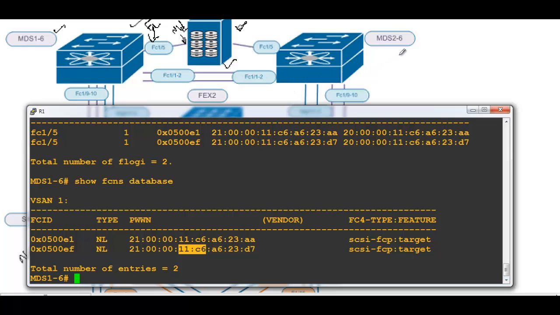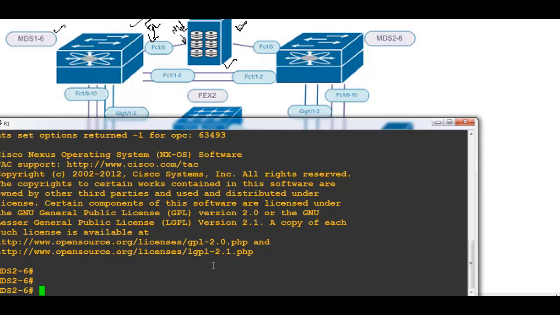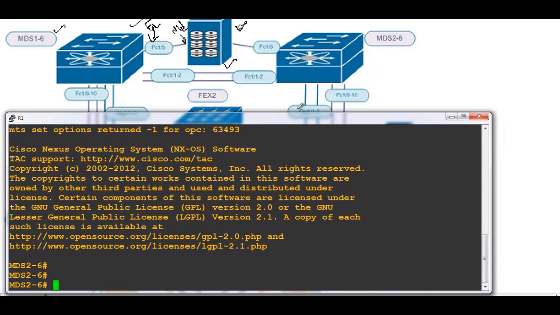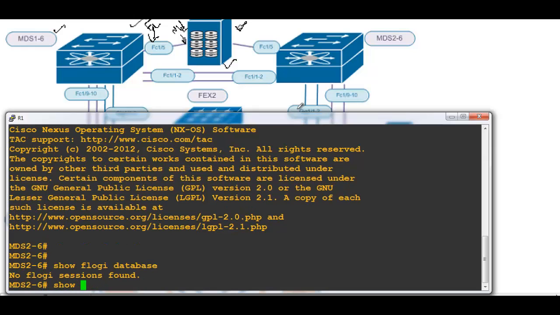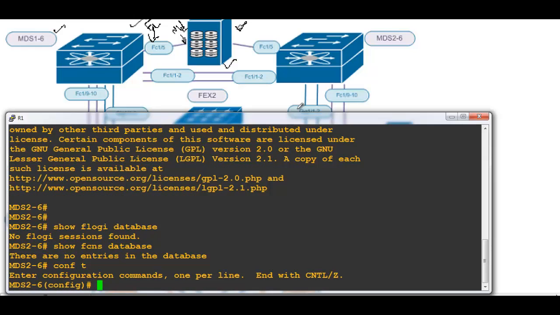Now, next I would like to take you to MDS2 and do the same. On MDS2, I have the same interface name, FC1/5. So before enabling that interface, let's say show Floggy database, I will not see anything here. Show FCNS name server database, nothing. And now I'll also show you one more time the interface. Show interface FC1/5 brief.